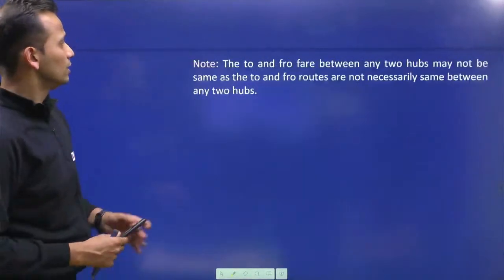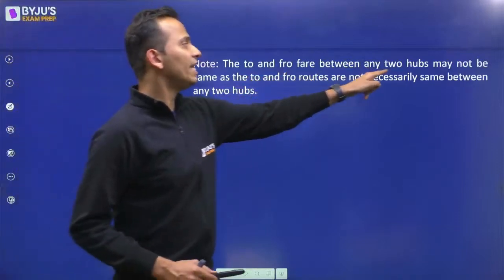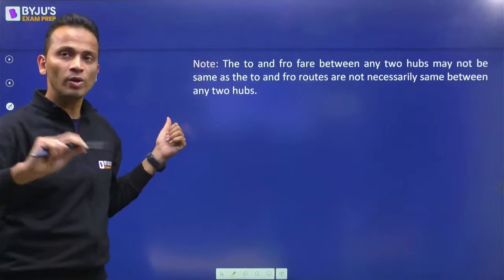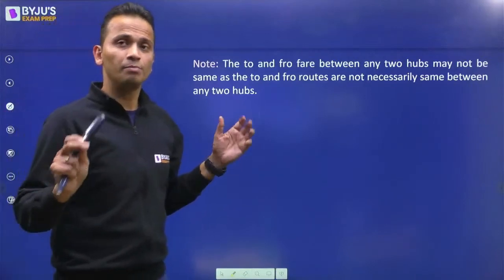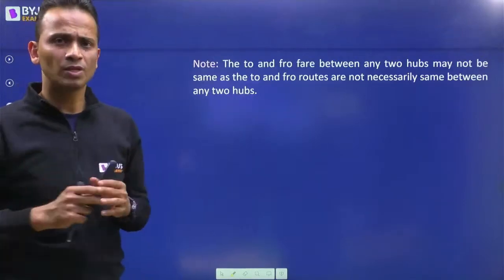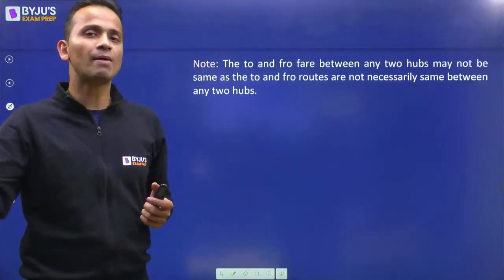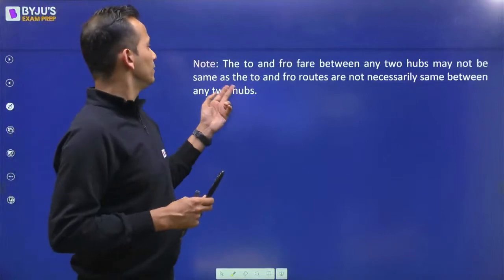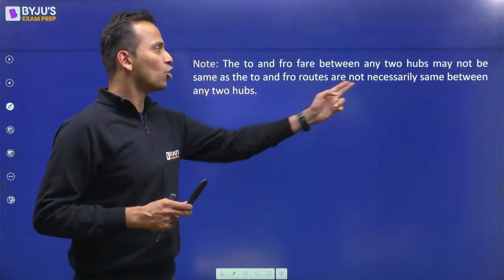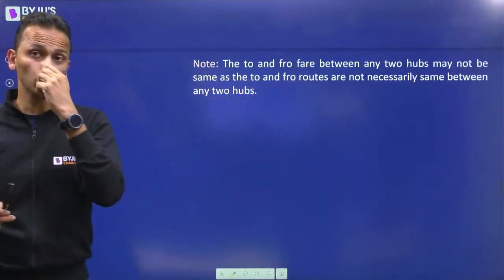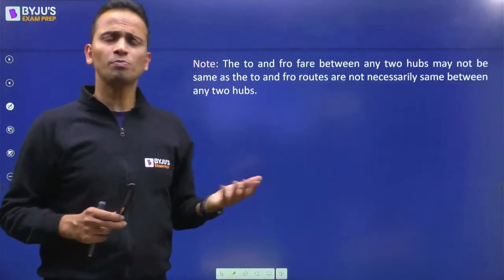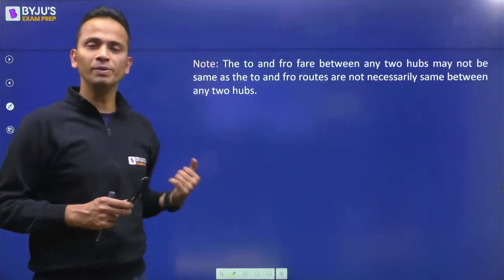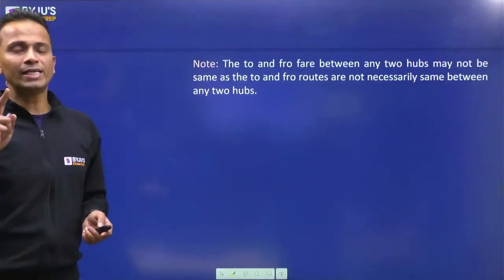A note. The to and fro fare between any two hubs may not be same. As you can see in the table, the to and fro fare between any two hubs may not be same. If you're going from A to B and coming back from B to A, you may have to give different fare, as the to and fro routes are not necessarily same between any two hubs. Fine. So the cost may be different from A to B as compared to B to A. All right. Now I'll take you to the first question.